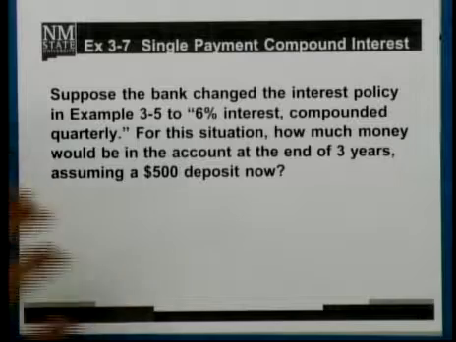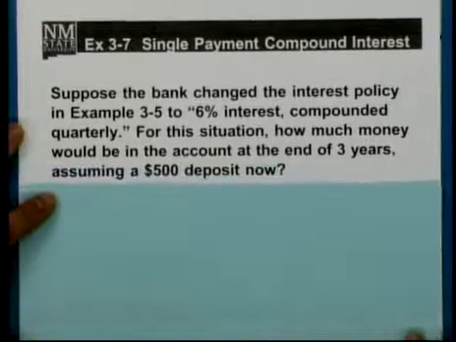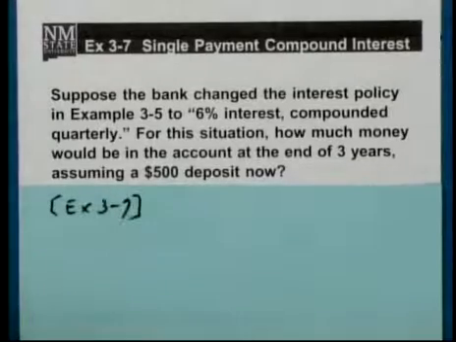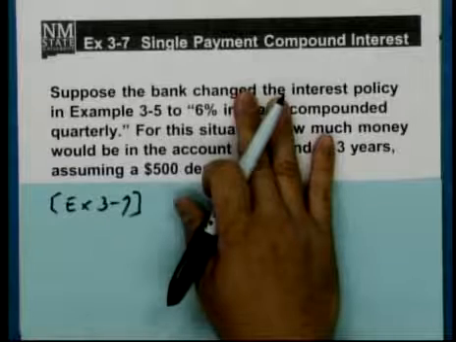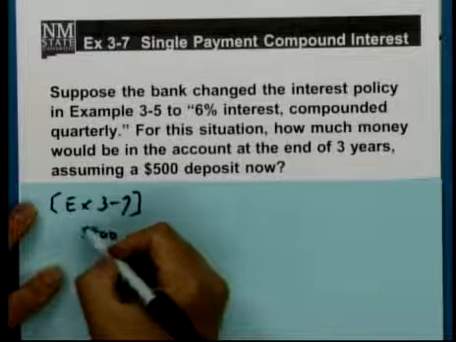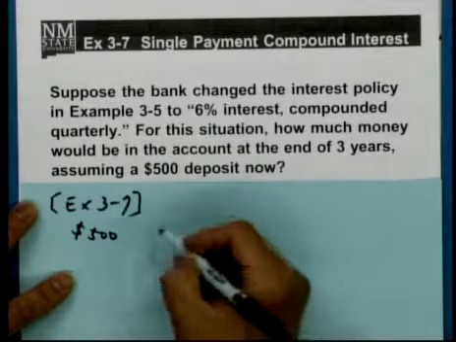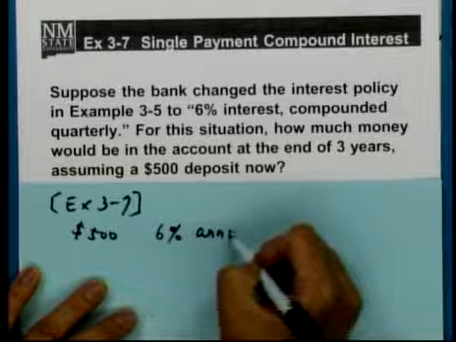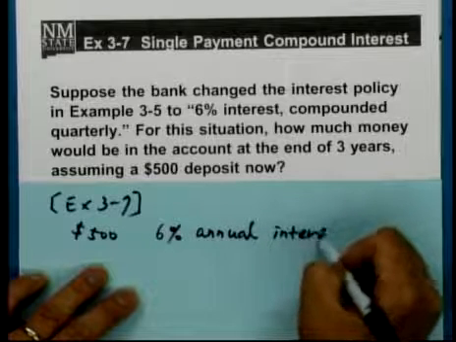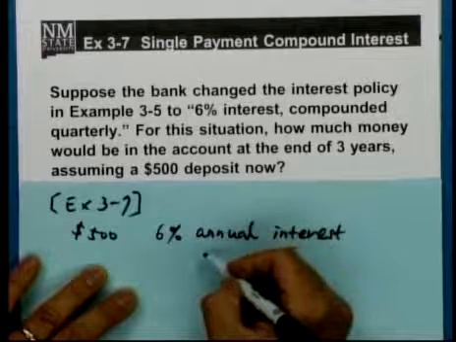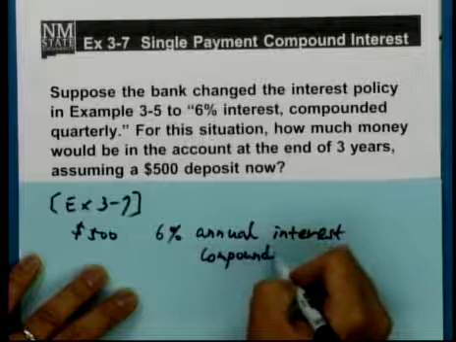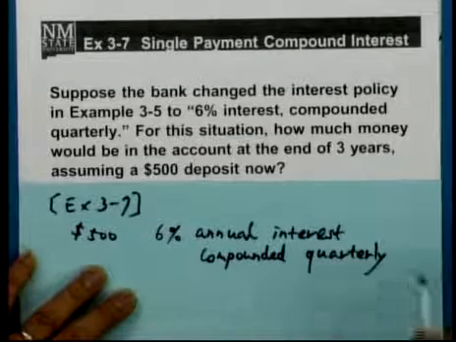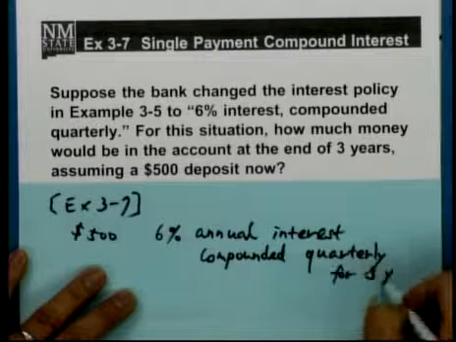Okay, so $500 were deposited in a savings account and pays 6% annual interest, compounded quarterly. For how many years? For 3 years. Okay.